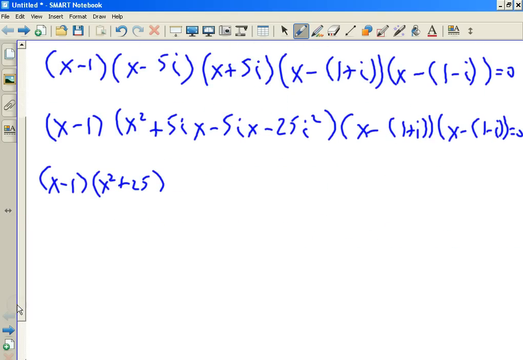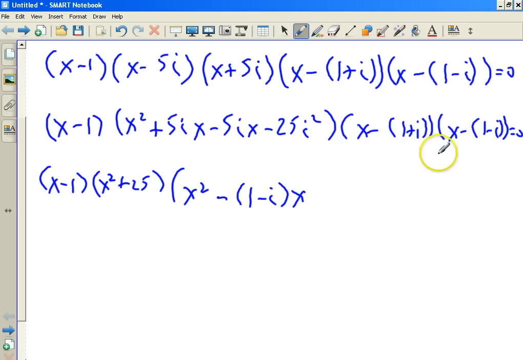All right, so let's FOIL these two now. X times x. First terms gives you? Anyone know how to do FOIL? X squared. Okay. Outer terms? X times this, so negative 1 minus i times x. We'll distribute it later.